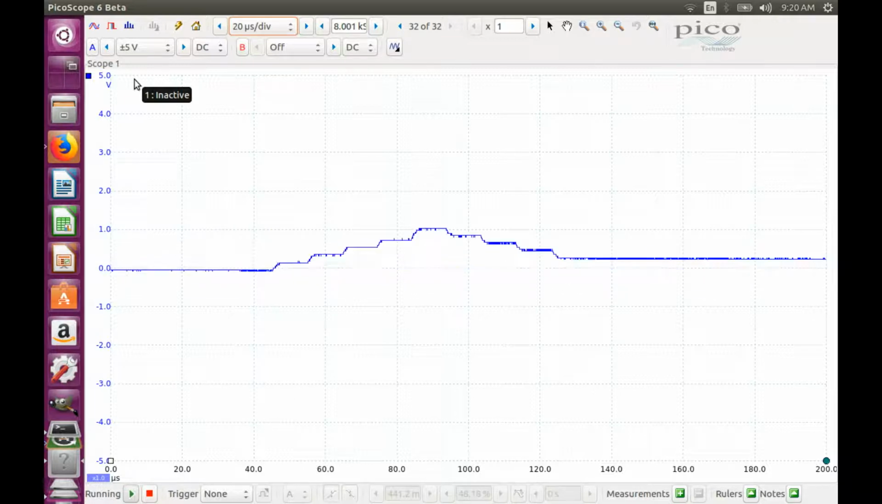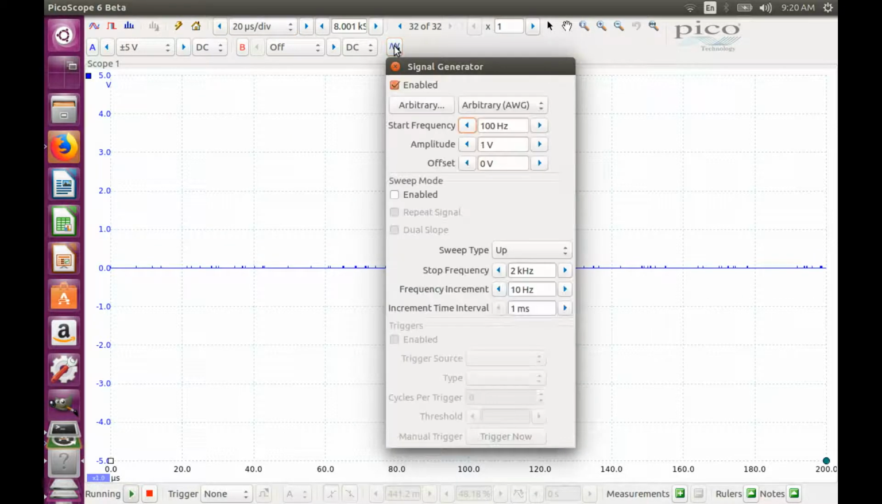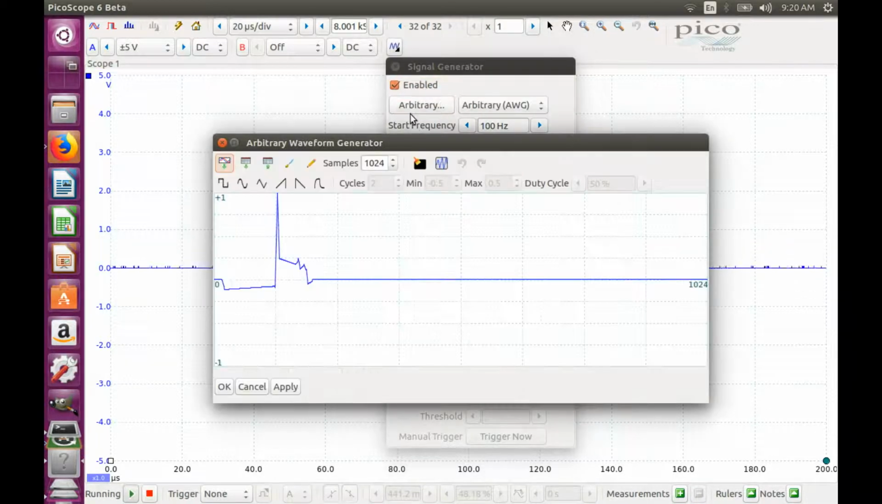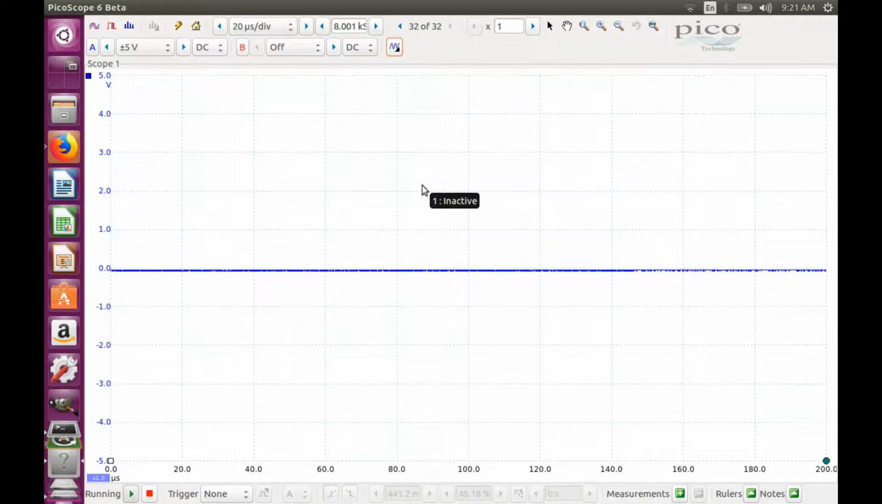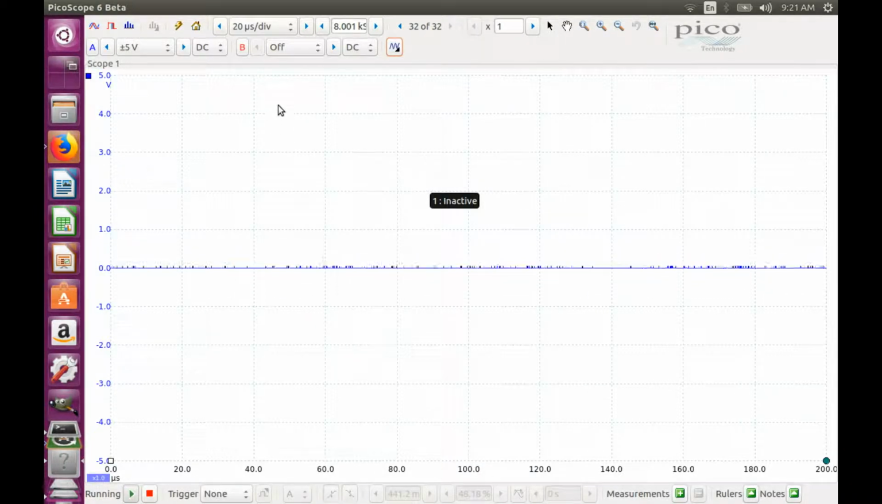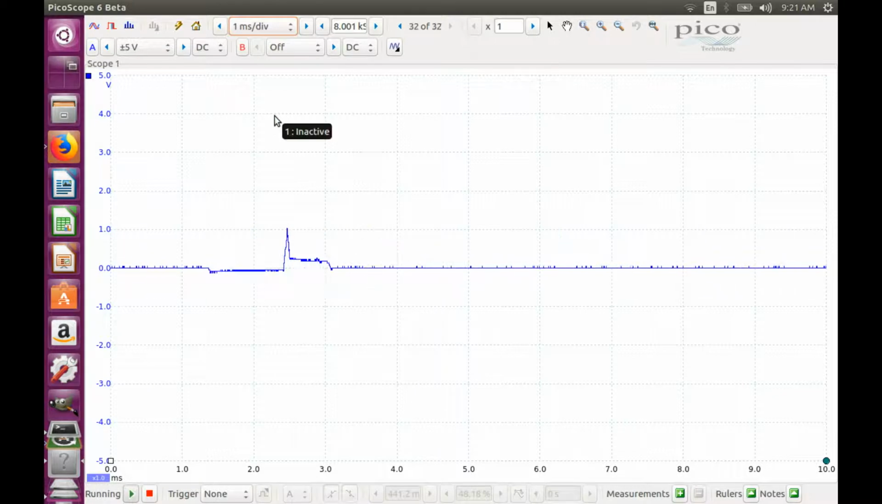I have a Picoscope program started, and I have a signal generator supplying voltage to channel A. The signal that I'm using is sort of reproducing an ignition pattern, and I'm running it at 100 Hz. And so what do we see on the oscilloscope? Well, with this time base we cannot really see anything. So let's go to 1 millisecond per division, and we can see our signal.